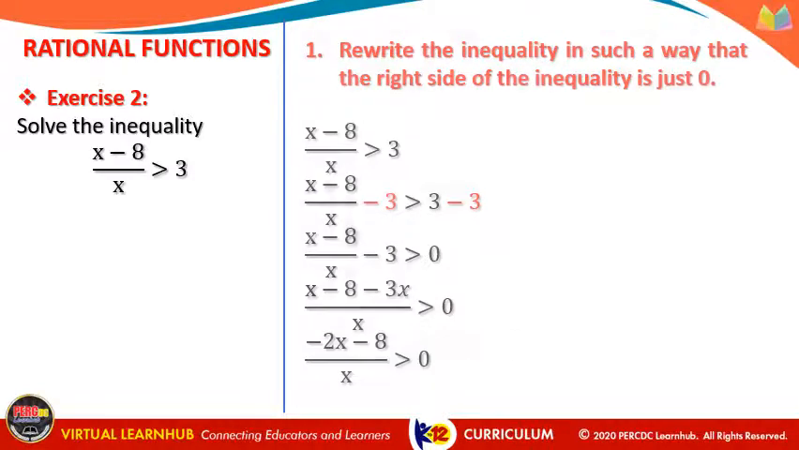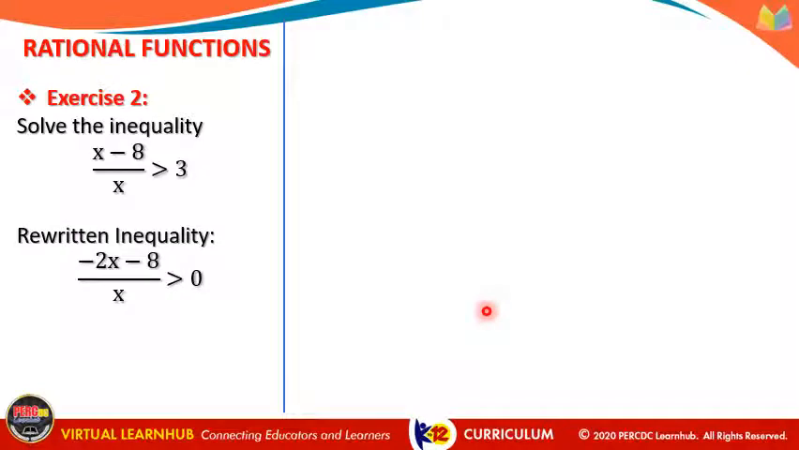Let's now go to step 2. Get the critical numbers of the expression we obtained in step 1. Since binago na natin yung inequality natin, hindi na yung original ang basehan natin ng critical numbers. Ang basehan na natin ngayon, yung bago na. Ito na, dito na tayo tumingin kay negative 2x minus 8 all over x. Alright?